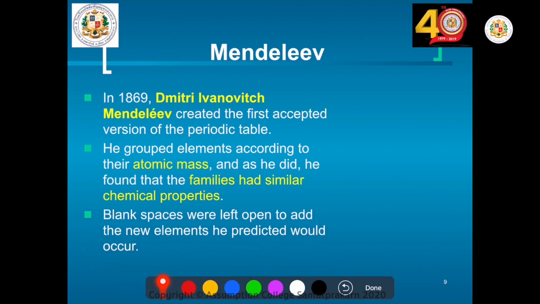And during that time, there were still very few elements that were discovered. So Mendeleev left blank spaces in order to give space for the atoms that would be discovered or probably could be produced. So this is how Mendeleev looks like.